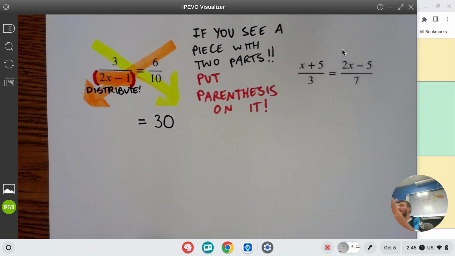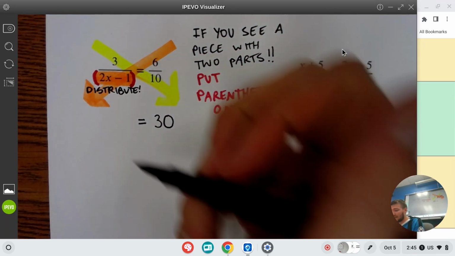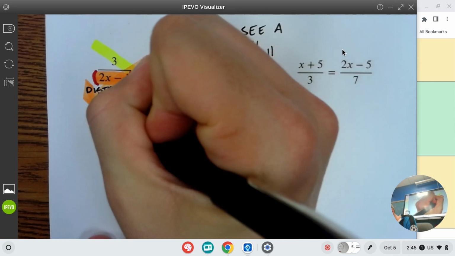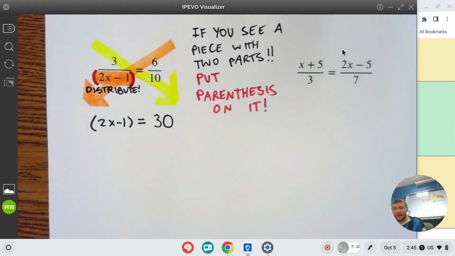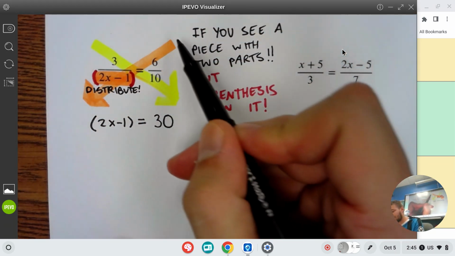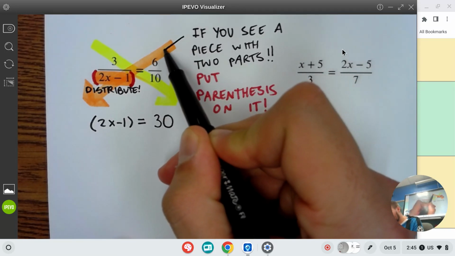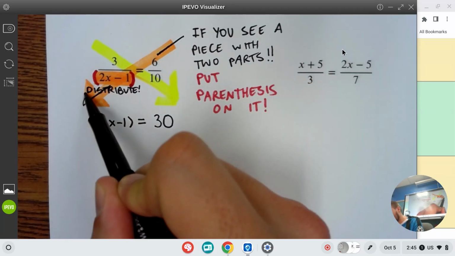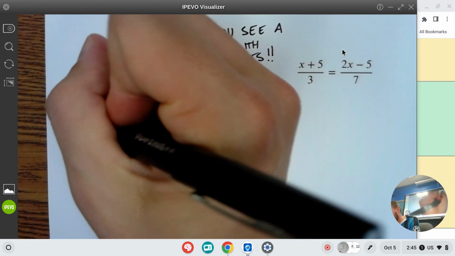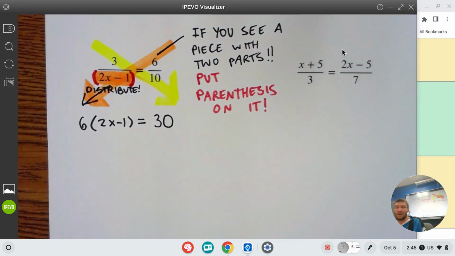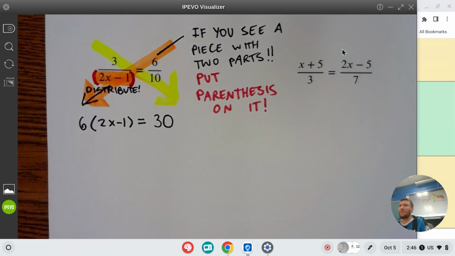So, distributing, what is a good question. We're going to have our 2x minus 1, and what are we going to distribute? With 6. The 6, right? The 6 times 2x minus 1. So we're going to put the 6 out front, right? Whatever that solo number is, just put it in front of the parentheses, and you'll be good, okay?